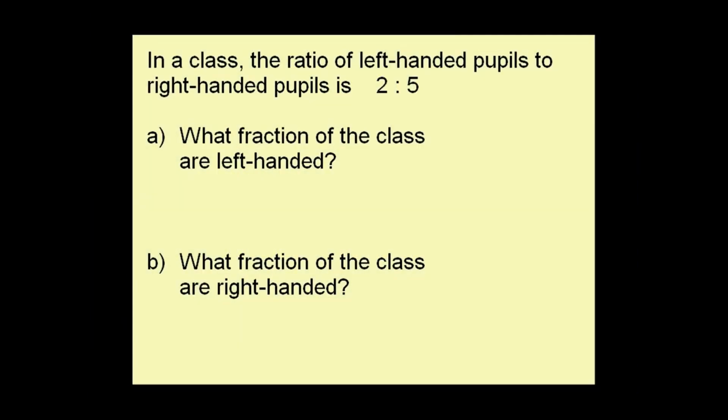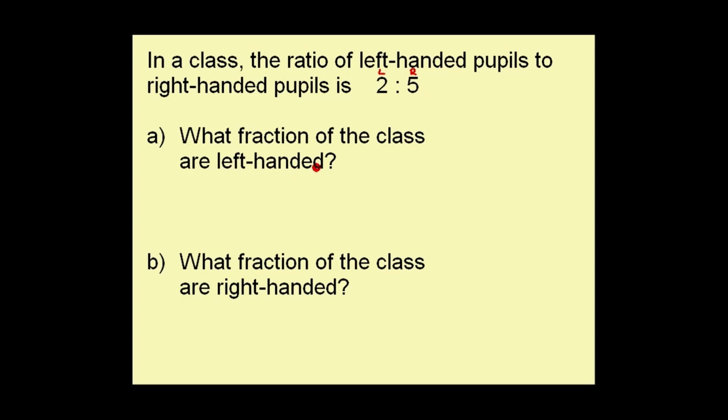I'm told that in a class the ratio of left-handed pupils to right-handed pupils is 2 to 5. This means that there are 2 left-handed people for every 5 right-handed people. One way to think about this is that this is a tiny little class with only 2 left-handed people and 5 right-handed people in it, so there's only 7 people in the class altogether.